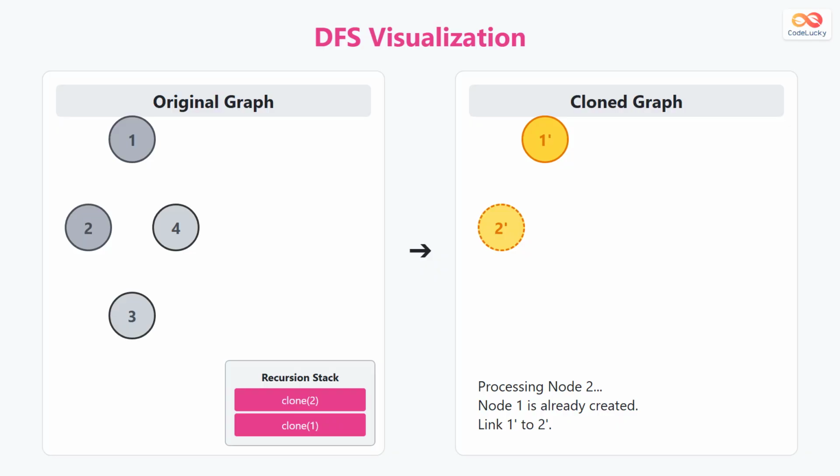Visually, imagine we start at node 1. We create node 1 prime. Then we dive deep into its neighbor, node 2. We create node 2 prime. If node 2 points back to node 1, we check our map, see that node 1 prime already exists, and just link it. This recursion unwinds, building the entire clone structure safely.